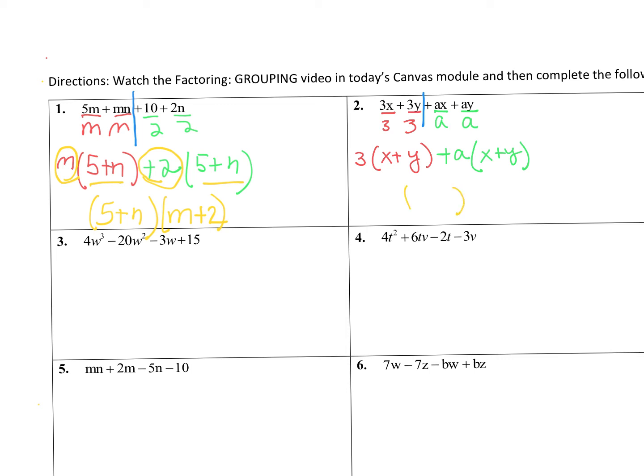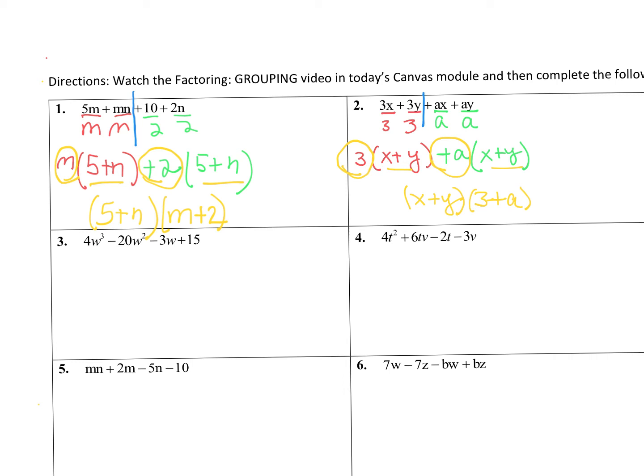My answer is, I have the common factor here, which is x plus y. And then my second one is created from the greatest common factor of the first group and the greatest common factor of the second group.